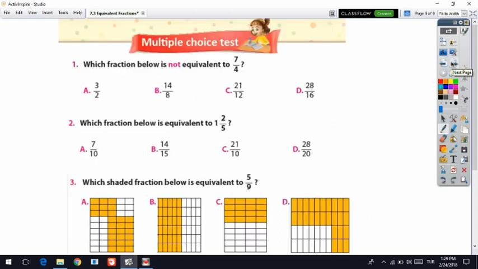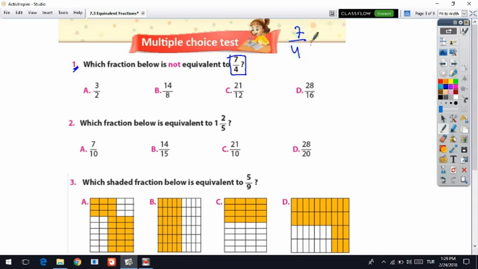Next page. Okay, so we have the multiple choice test, but I will solve just some of the questions from here. Question 1: which fraction below is not equivalent to 7 over 4? First of all, we have ways to find equivalent fractions. First of all, 7 over 4.